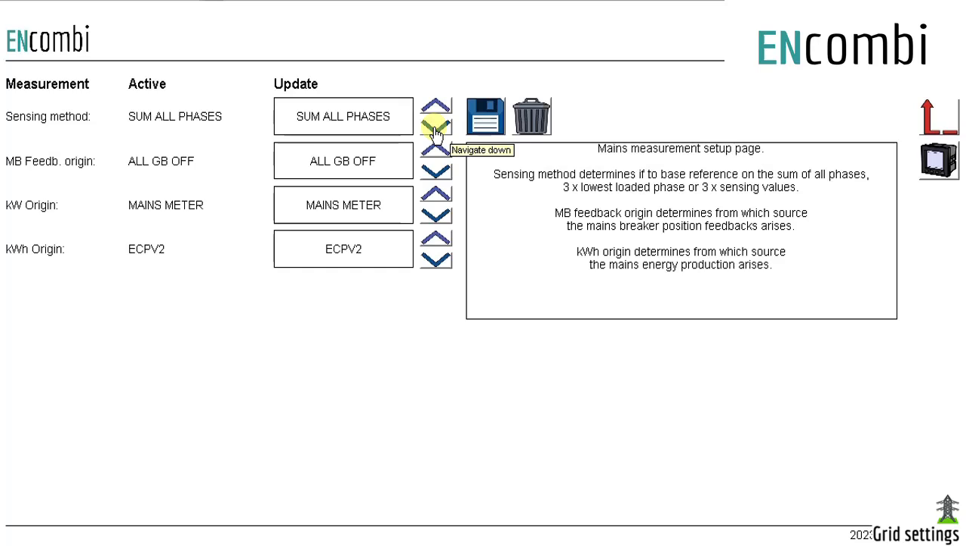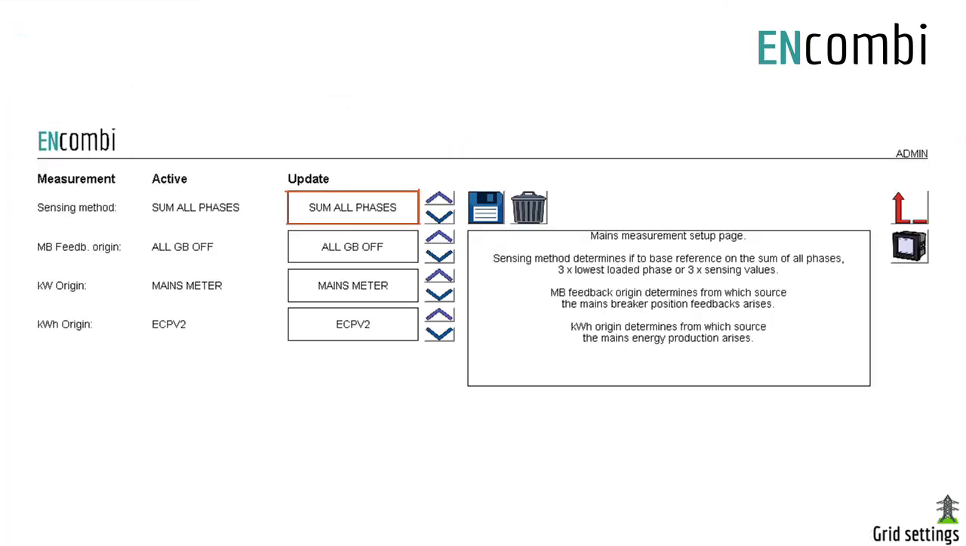There are 3 options available, which are 3 sensing, 3 lowest phase and sum of all phase. The sum of all phases option will be used for 0 kW export sites. When you use this setting, the controller will do the controlling function based on the total loads on all phases. The controlling will be regardless of any asymmetrical loads.